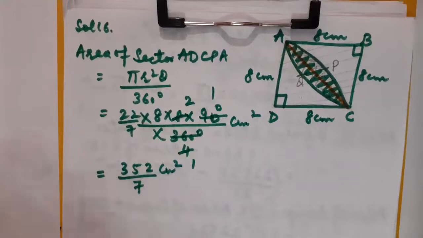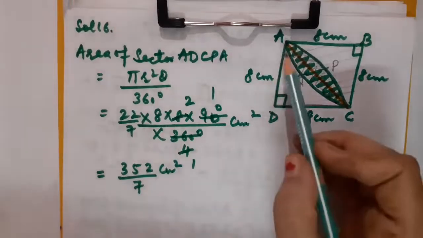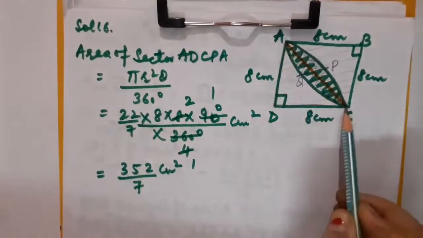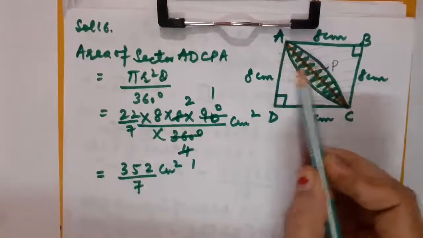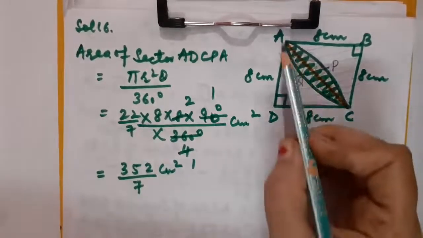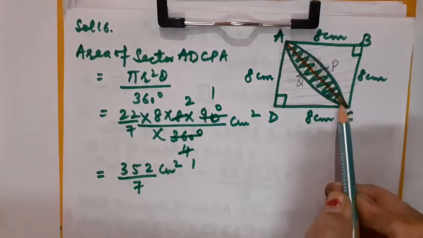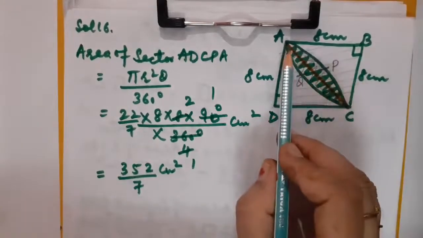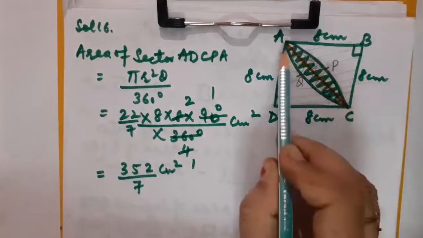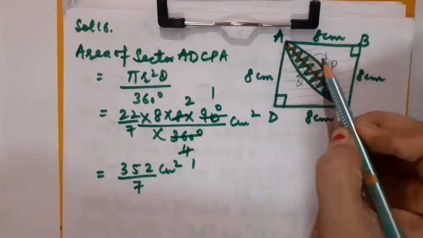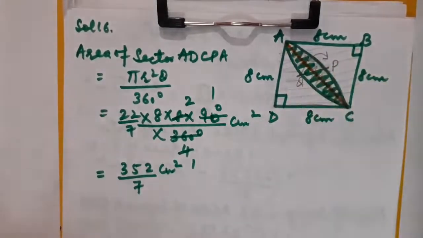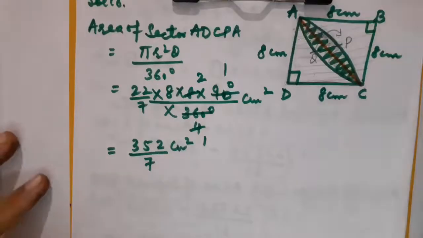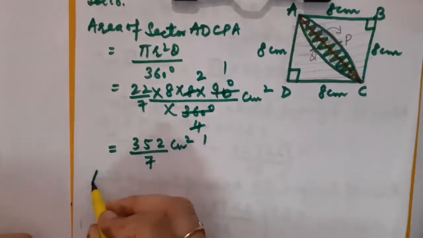So this is which region's area which I have calculated? This is ADCPA. This complete region I have calculated. Now I am going to subtract the area of the right angle triangle, that is ADC. So I will be able to get the area of APCA, means the second part of the design area I will be calculating. So children, as you know, this is a right angle triangle formed.